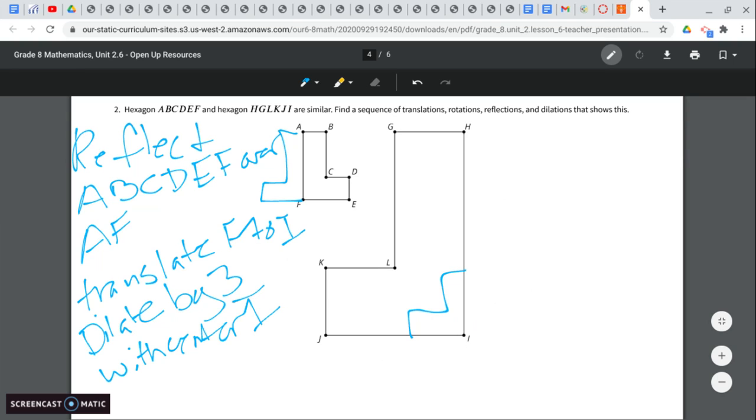Okay? So that is what similarity is. So similarity is having shapes that are the same shape, but they are different sizes. And we can use different transformations to get between these shapes. So similar is your key word for this lesson, similar.